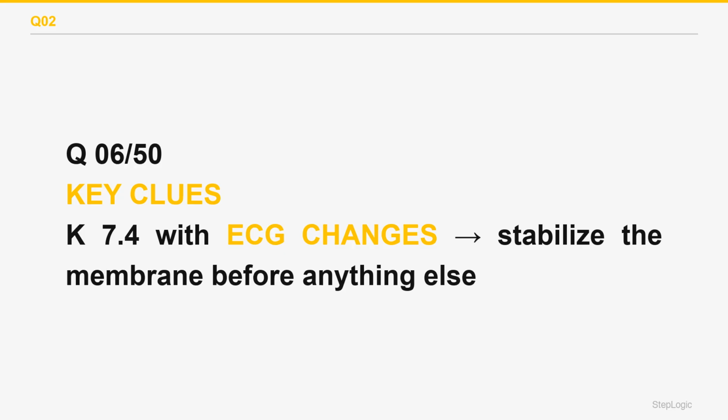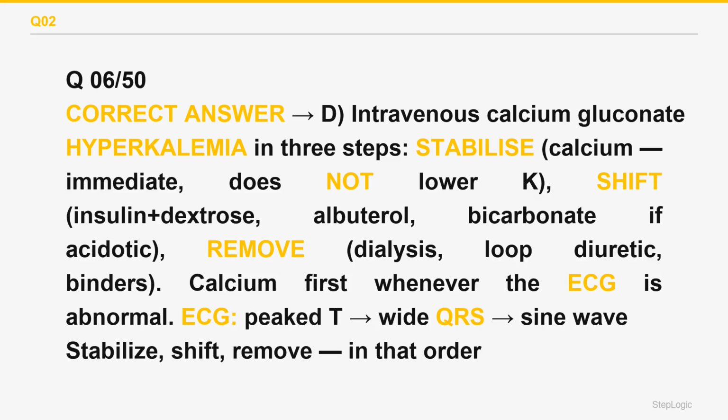Everything else takes longer. Insulin with dextrose and albuterol shift potassium into cells over 15 to 30 minutes, and only dialysis, loop diuretics or binders such as choice C actually remove it from the body. The correct answer is D. Holding the 3 categories separate prevents the most common error, which is treating a dangerous ECG with a slow-acting agent.